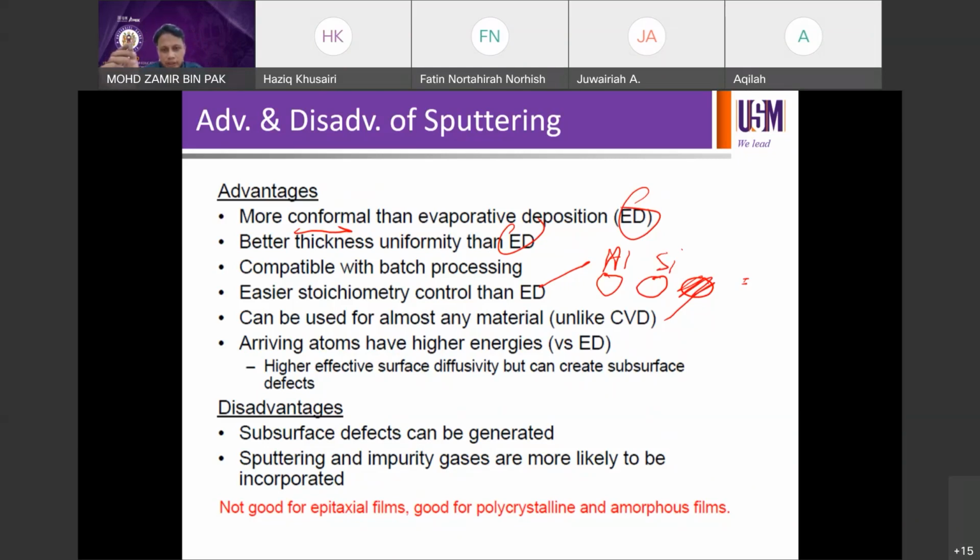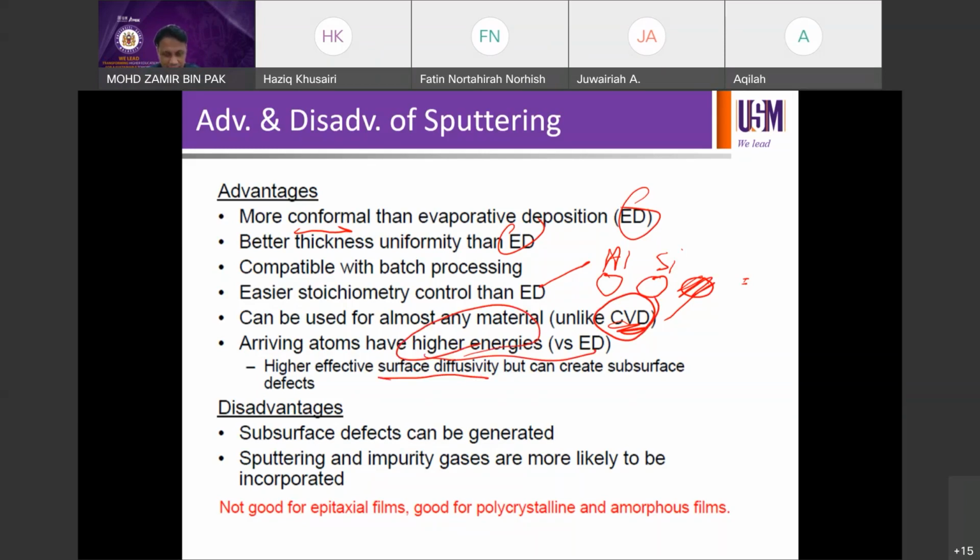It can be used for almost any material, unlike CVD, because CVD depends on the gas. CVD is chemical vapor deposition. It's based on precursor gases coming into the chamber, right? Arriving atoms have higher energies than evaporation, higher effective surface diffusivity, but can create subsurface defects. So when you have higher energy, the surface diffusivity will be higher as well, right?